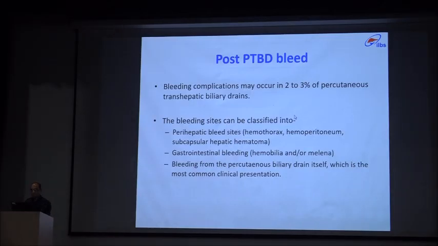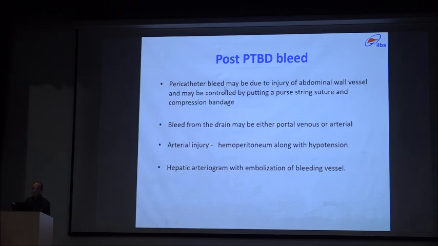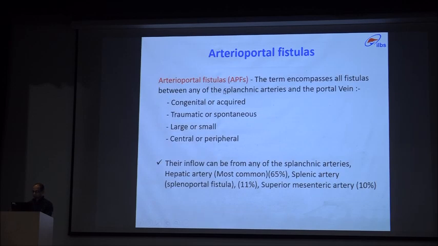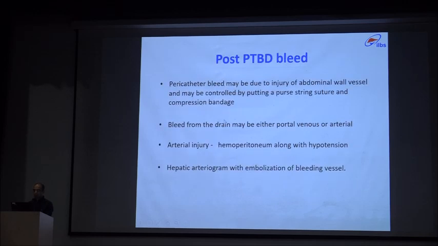The third most common iatrogenic cause of bleeding is PTBD, and bleeding complications range from 2 to 3% after PTBD. This may be classified in three categories: perihepatic bleed, like hemothorax or hemoperitoneum; GI bleed in the form of hemobilia; or bleeding from the drain itself. If pericatheter bleed is present, we can manage by compression. However, if bleeding from the drain itself arises, it may be because of an arterial source or venous source.